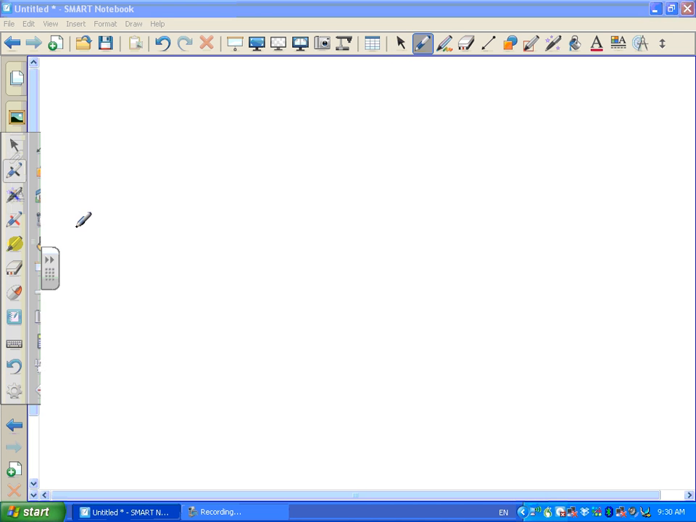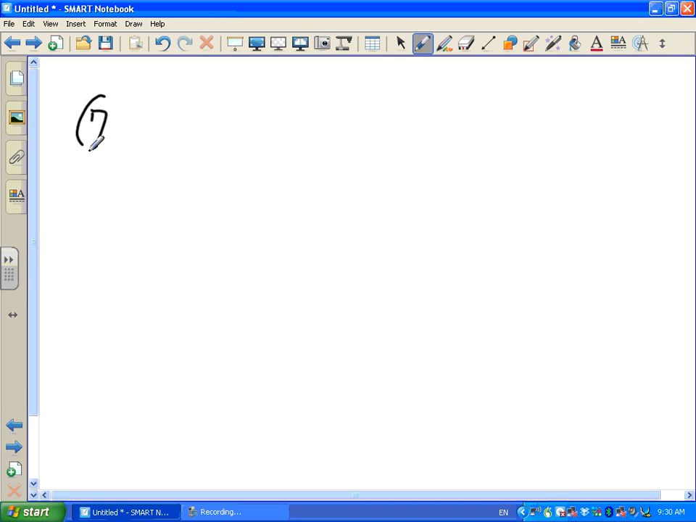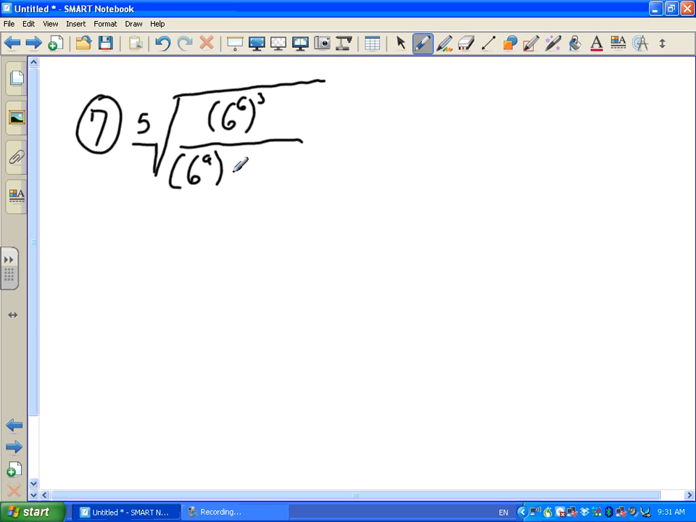Okay, question 7 from your quiz. Question 7 says the fifth root of 6 to the power of 6 to the power of 3 over 6 to the power of 9 times 6 to the power of 5. So, according to BEDMAS, think of that fifth root like a bracket on the outside.